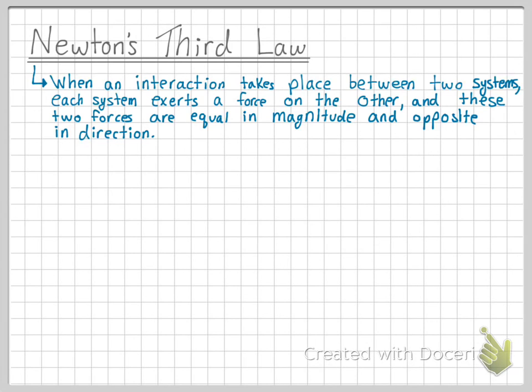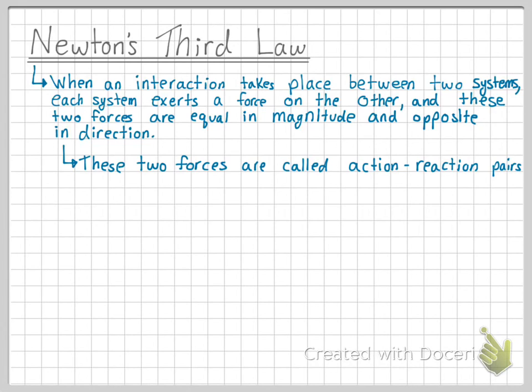Newton's third law is, when an interaction takes place between two systems, each system exerts a force on the other, and these two forces are equal in magnitude and opposite in direction. And these two forces are called action-reaction pairs. So you may have heard this before as every action has an equal and opposite reaction.